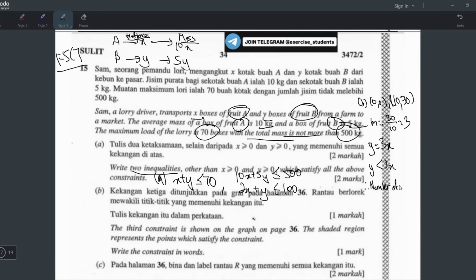Number of boxes of fruit B. And then this symbol is less than, less than 3x, so 3 times the number of boxes of fruit A. Yeah, because x is the number of boxes of fruit A. Yeah, so if you tulis macam ni, sudah betul lah.